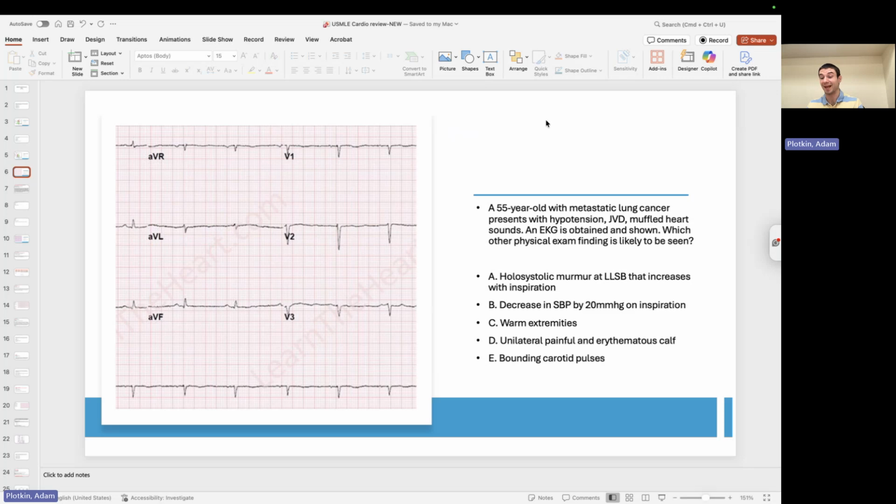It'll be lower by less than 10 millimeters of mercury. So maybe while you're just sitting here, your systolic is like 120. You take a big deep breath in, your systolic is like 116. That's totally normal as long as the change isn't more than 10 millimeters of mercury.